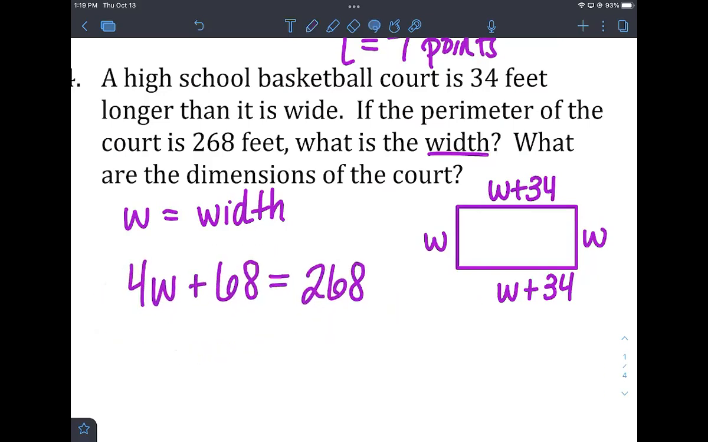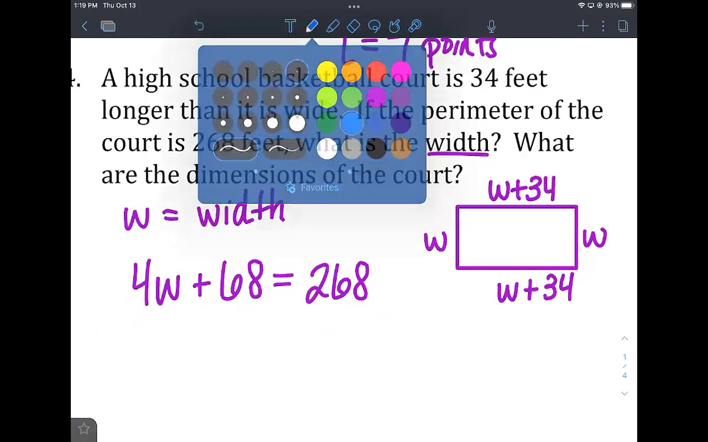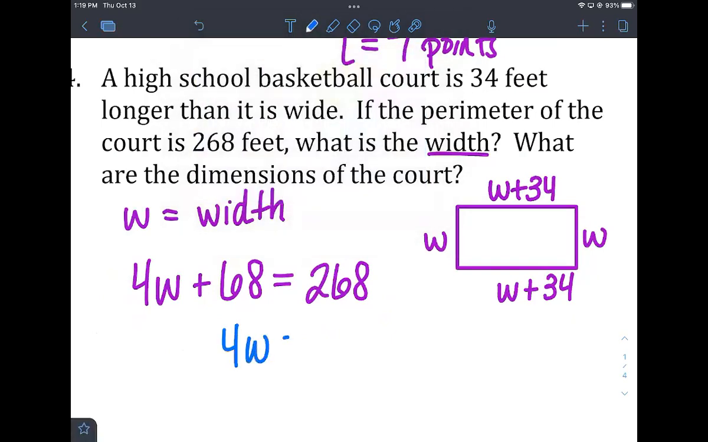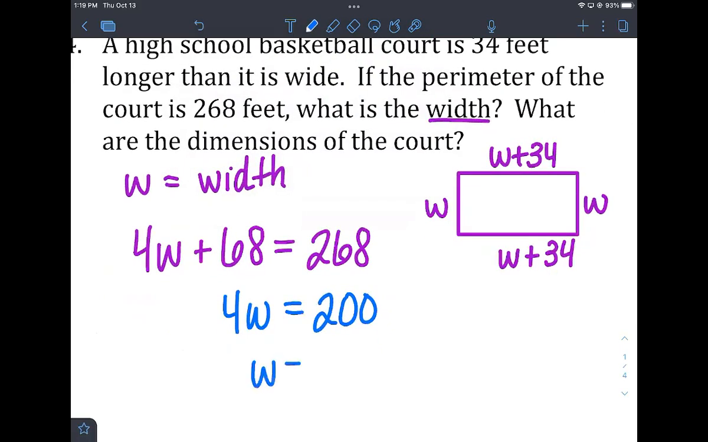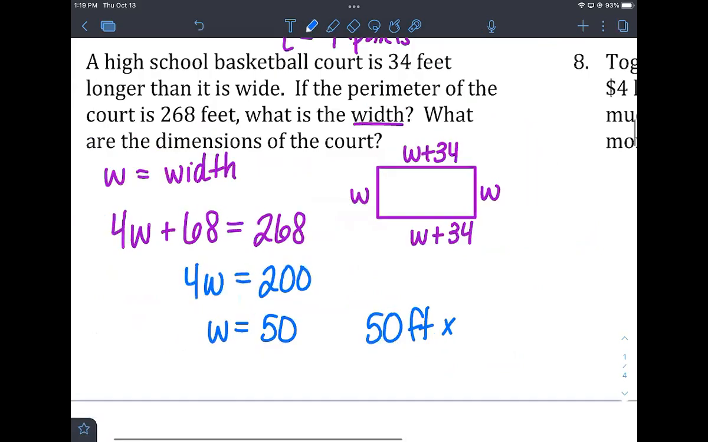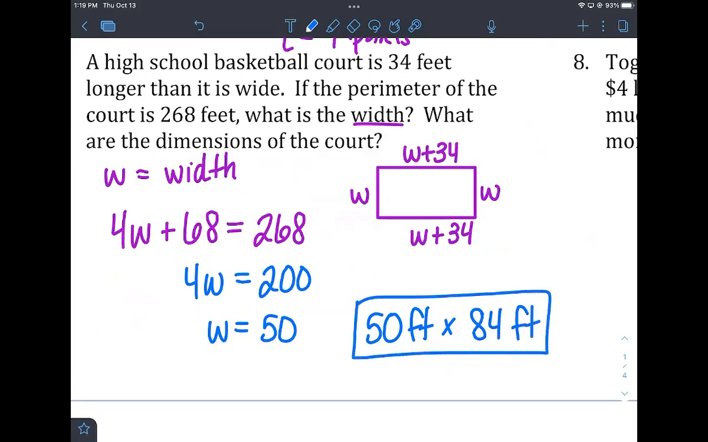So subtract 68. 4W equals 200. Divide by 4. W equals 50. The basketball court is 50 feet wide. And so it's 50 feet wide by how long is it? Oh, it's 84. 84 feet long. And that's actually our final answer because it did want us to give the dimensions. That's what it means by the dimensions of the court.